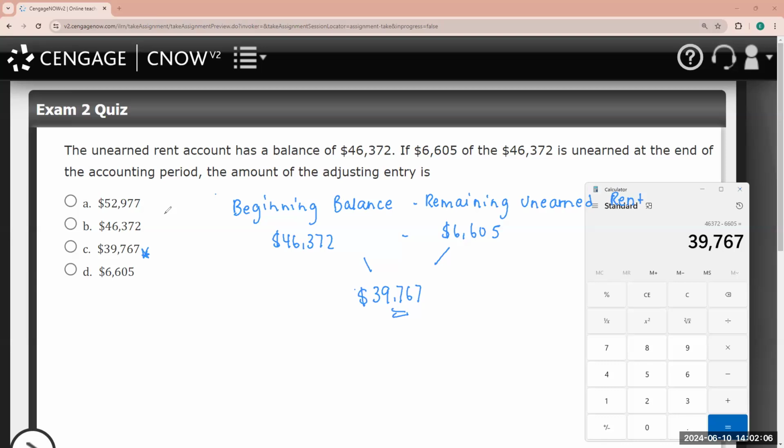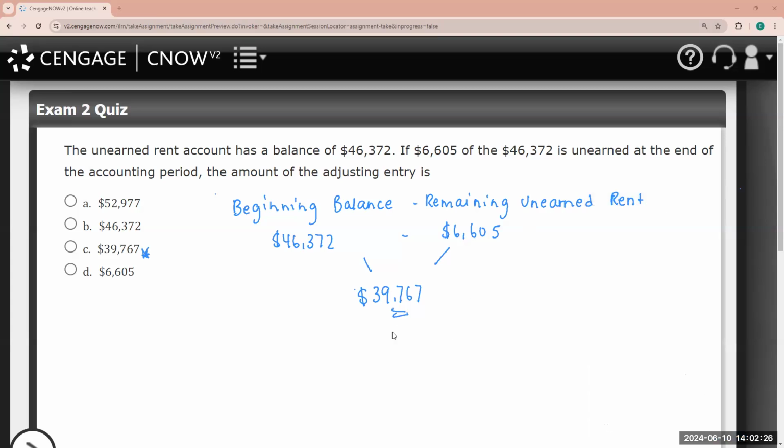All right, so it's very important, again, to understand what exactly the question is asking. So in this question, we essentially see that it wants to know, hey, we started off with this balance of 46,000. We have at the end of the period 6,605 that we have not yet earned. So therefore, the difference between the two represents the rent revenue that we have earned for the period, which is $39,767.